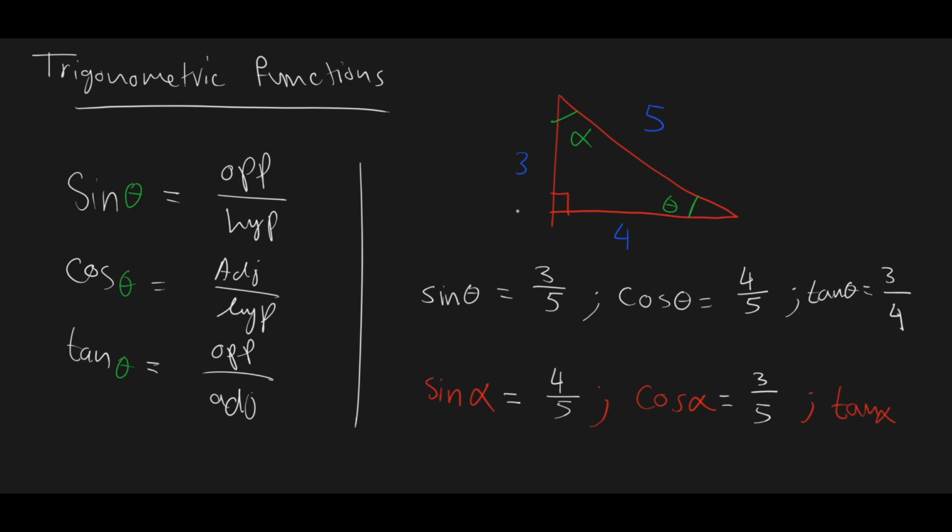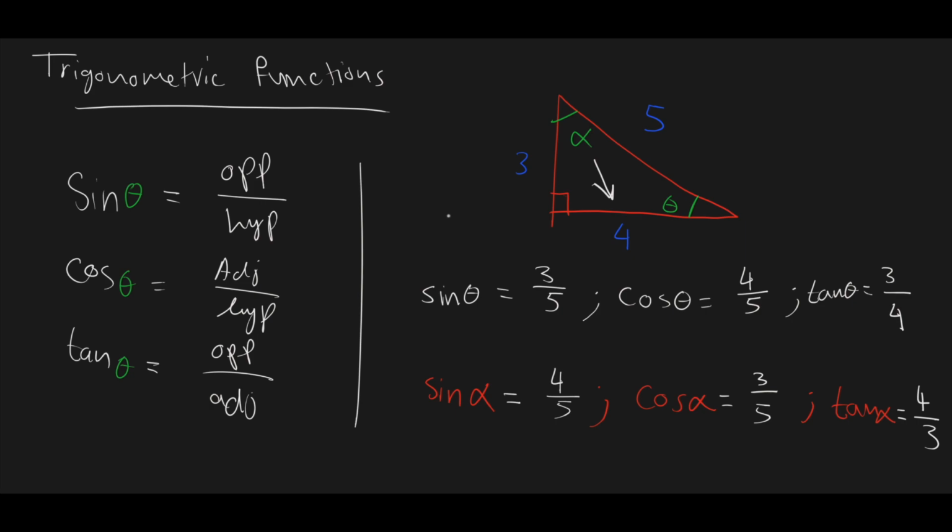So for tan alpha, again, it's going to be the opposite divided by the adjacent. But what is the opposite this time? It's 4. What is the adjacent? 5. Not 5, but 3. So tan alpha is going to be 4 divided by 3. And you can see that it is exactly reciprocal to tan of theta.